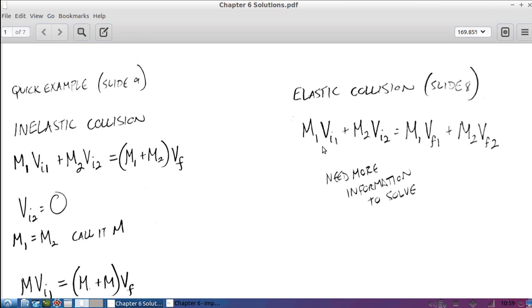Now, obviously, I've got 1, 2, 3, 4, 5, 6 variables. So in reality, I'm going to need at least enough information to deduce the value of 5 of these variables, and solve for 1. Usually one object's at rest, maybe one object is at rest after the collision, which helps us get rid of terms. But we're going to need more information to actually get a value of something that we're looking for.